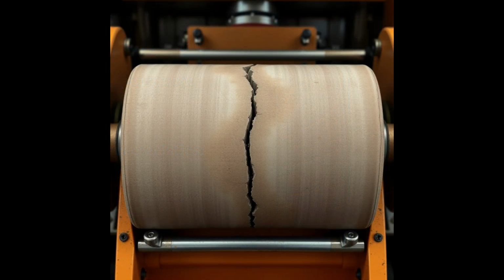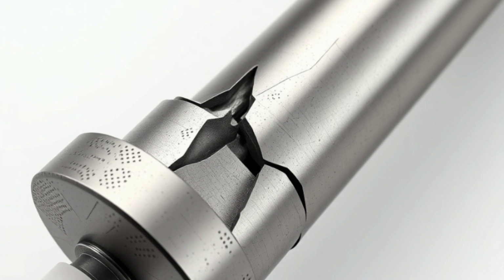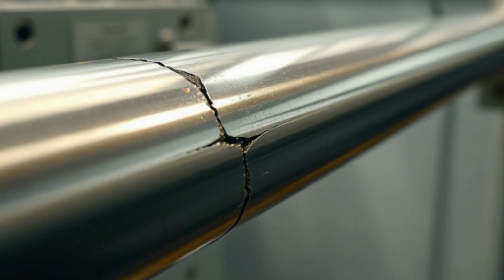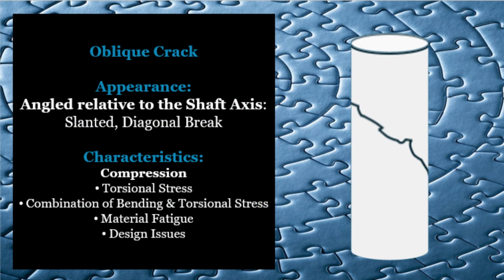These cracks are often caused by bending stresses or impact and can be a sign of material defects or misalignment. Transverse cracks may be caused by overloading, impact or shock loads, corrosion, material defects, or fatigue. Moving on to oblique cracks, these are angled relative to the shaft axis, appearing diagonally or at a slant.